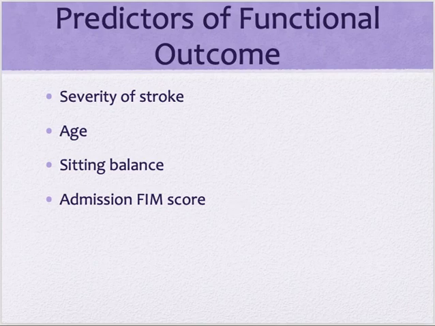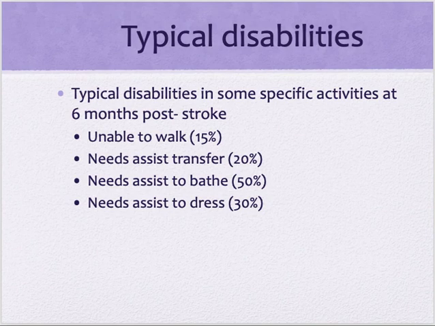Now, typical disabilities in some specific activities at 6 months post stroke: 15% of the patients are unable to walk, 20% need assistance with transfers, 50% need assistance while bathing, and 30% need assistance to dress. So this is the outcome, according to different studies, after 6 months post stroke.